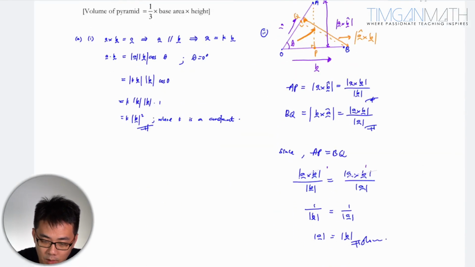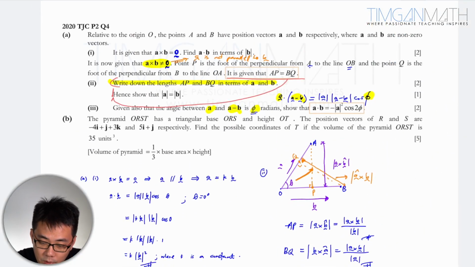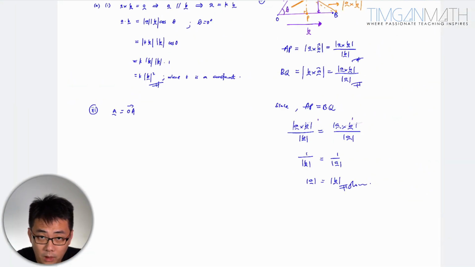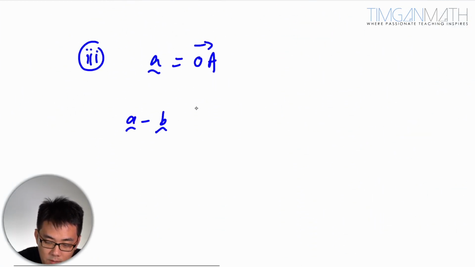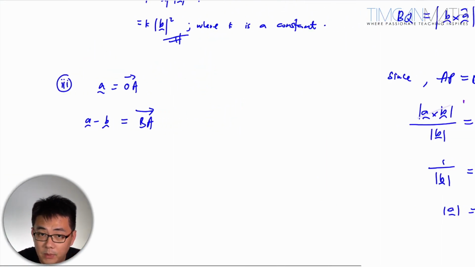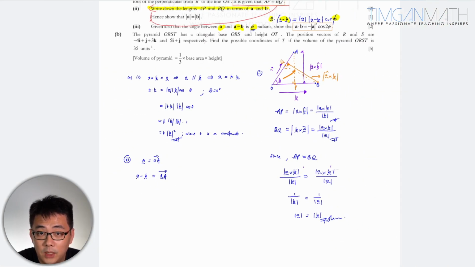You should draw out your triangle. Don't think so much, just draw it out. So A is what? A is OA, correct. Then A minus B is what? A minus B is BA. Right? BA is A minus B. Correct? So phi is what? Phi is the angle between BA and OA.